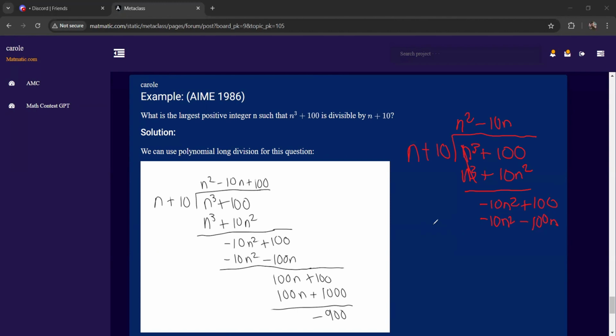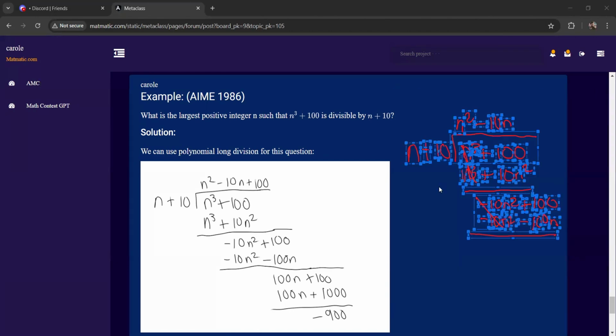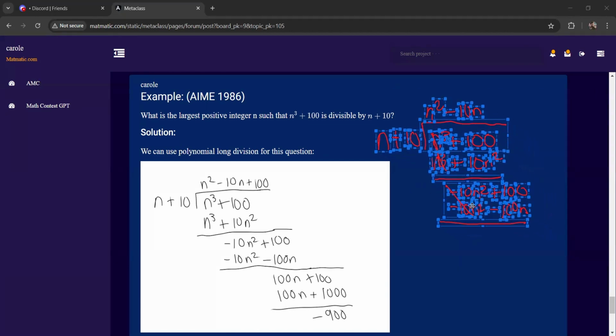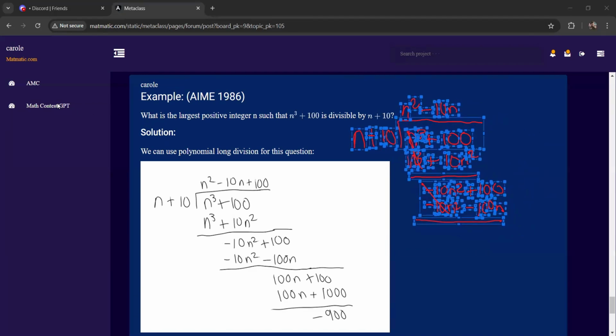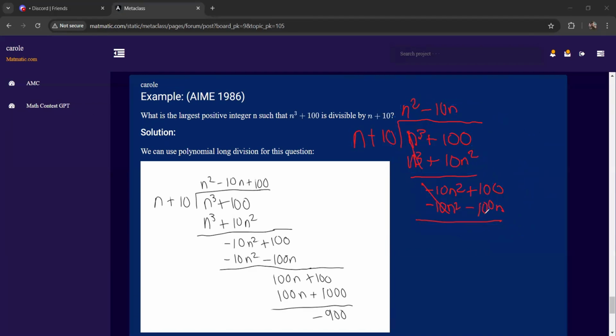Okay, so here we have that, and this once again just cancels out, but we are left with, sorry, let me just move this really quick. Okay, so we're left with 100n plus 100 as our remainder.